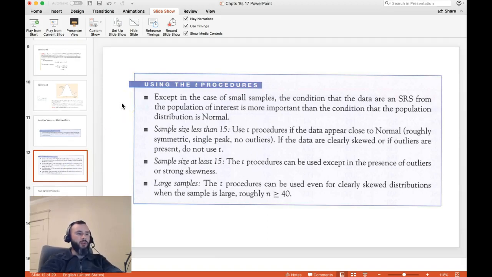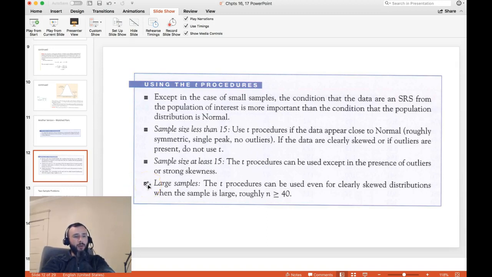So just to recap how we use T procedures, we must have SRS, and normal is preferred, except in the case of small samples. We don't necessarily know that it's normal. Normality has to require a certain amount of data before it's even possible to be normal. With samples less than size 15, we use the T procedures if the data appear close to normal. If the data are clearly skewed, do not use T. Also, do not use T if outliers are present. With a sample size of at least 15, the T procedures can be used except in the presence of outliers or skewness. Okay?